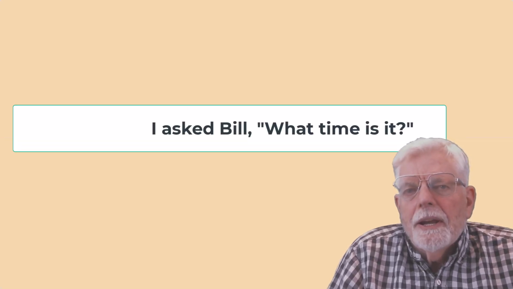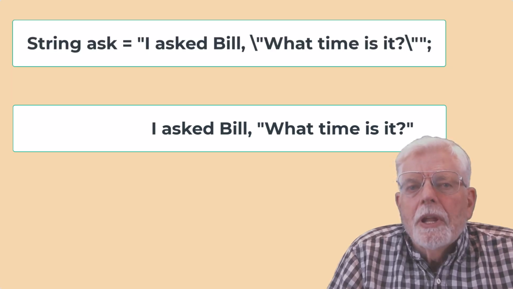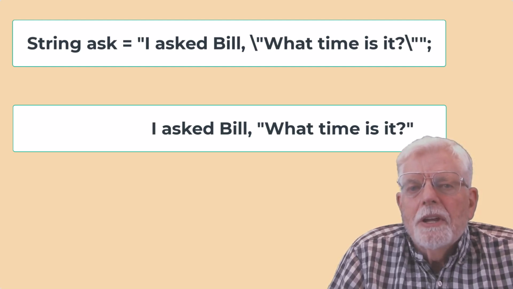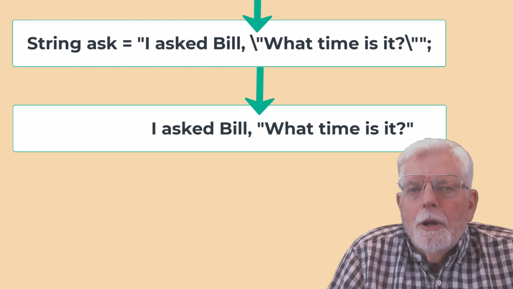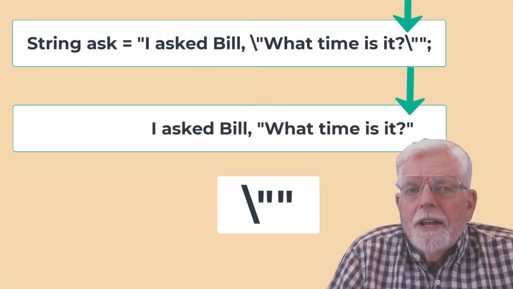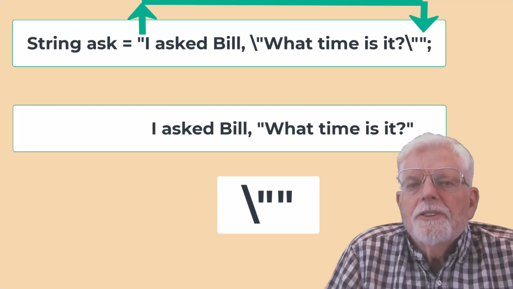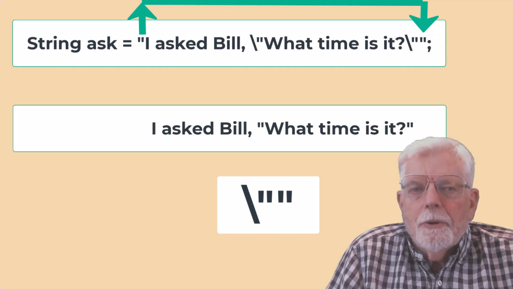To get a string literal, I asked Bill, "what time is it?" the string literal needs to be coded: "I asked Bill, \"what time is it?\"". The backslash quote puts a double quote in the string. Look at the end of the string. The backslash quote puts the double quote at the end of the string, and the final quote ends the coding for the string literal.